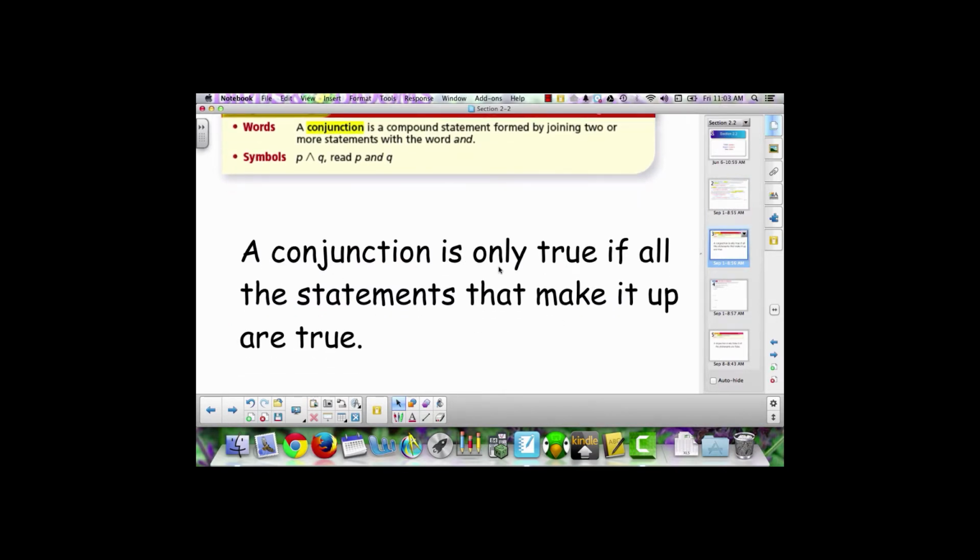This is very, very important. If any of the statements that make up a conjunction are false, the entire conjunction is false. A conjunction is only true if all the statements that make it up are true.